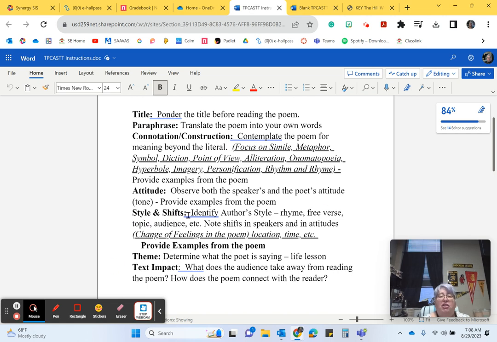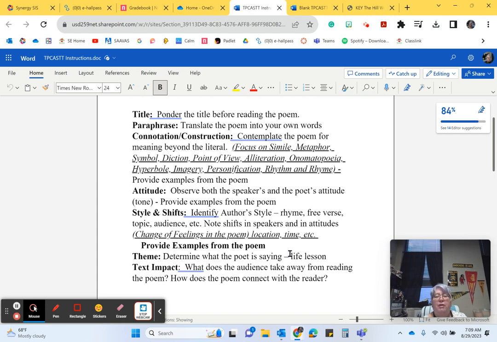S stands for style and shifts. So this will have two answers. So you're identifying the author's style. Maybe the author has a specific way they use rhyme. Maybe they're known for free verse poetry. Maybe it's a topic that the poem keeps returning to often. Note the shifts in the speakers and the attitudes. So the shift would be where the poem changes. So it could be a change of feelings, a change of location, a change of speakers, a change of time. And make sure that you provide quotes from the poem that demonstrate that shift, and tell me what kind it is.